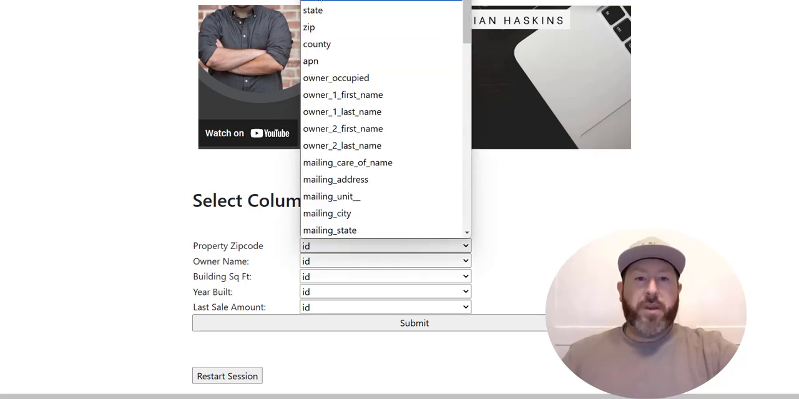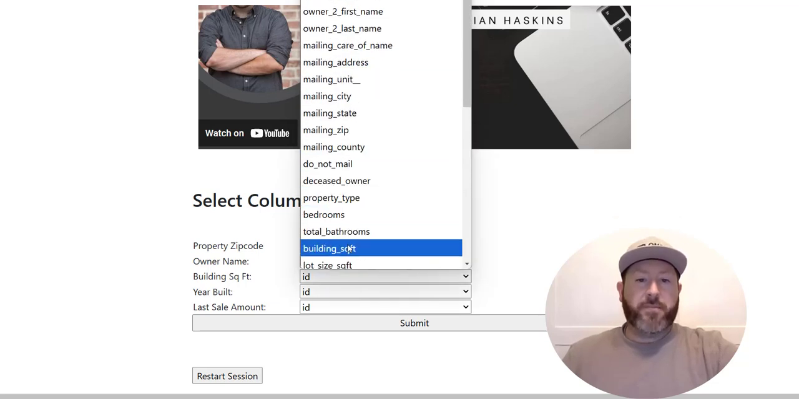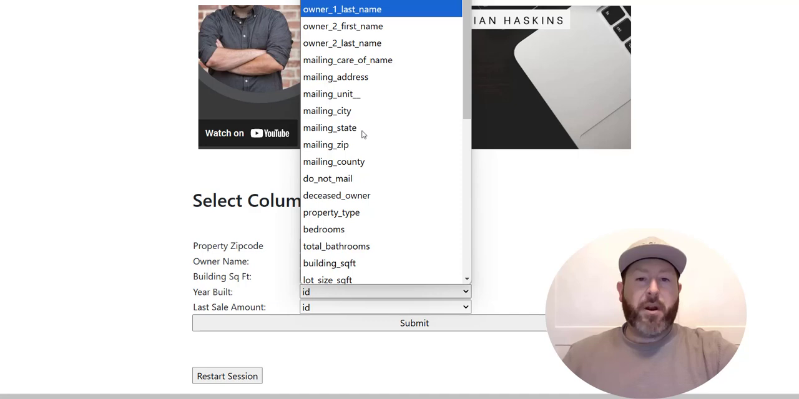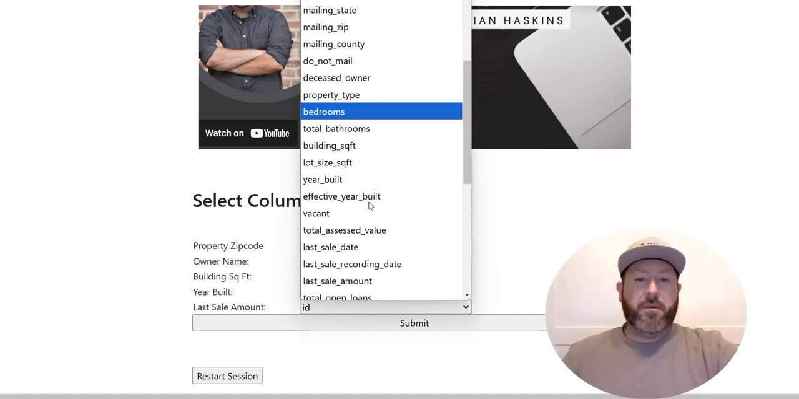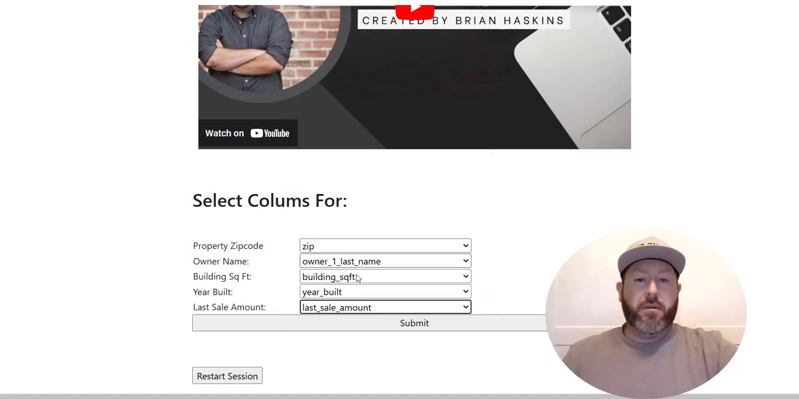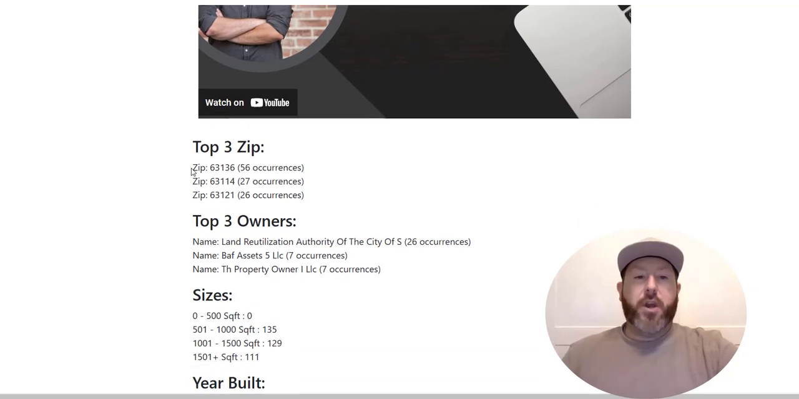So what we do is we come in here and I can just map out the zip codes. I can map out the owner last name. I can map out our building square feet. I can map out our year built. And then our last sale amount. And it's going to sort all that information for us. So now we know where our demand is.